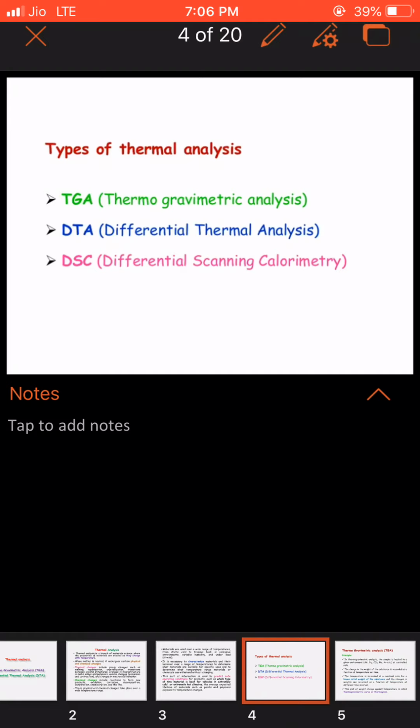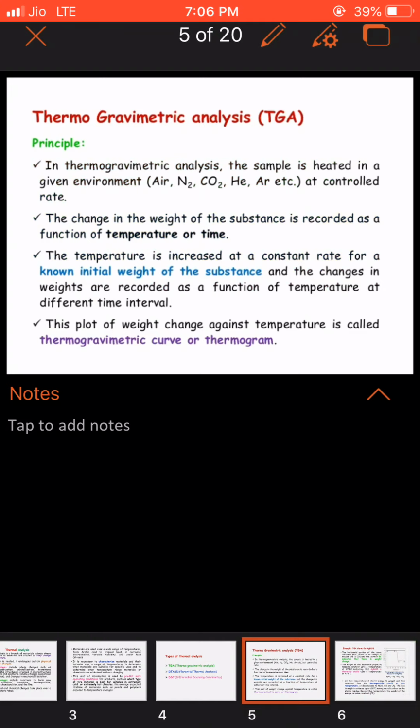As I have said, we have three different types of thermal analysis techniques: TGA, thermogravimetric analysis; DTA, differential thermal analysis; DSC, differential scanning calorimetry. We will see TGA first, thermogravimetric analysis.